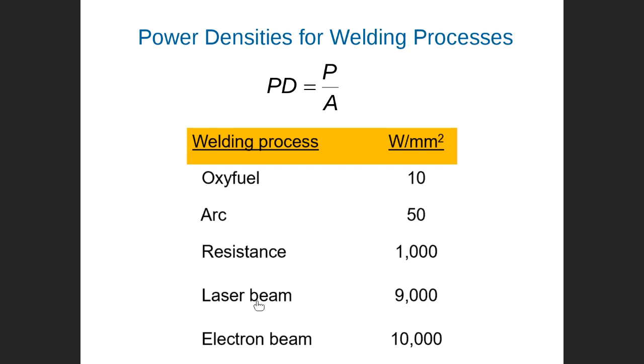Electron beam is very similar to laser welding. We call it electron beam. This one is very similar to laser. It is also micro scale and even sometimes nanoscale welding, at 10,000 watt per millimeter square. So you can realize the difference in the power density between welding types, right?